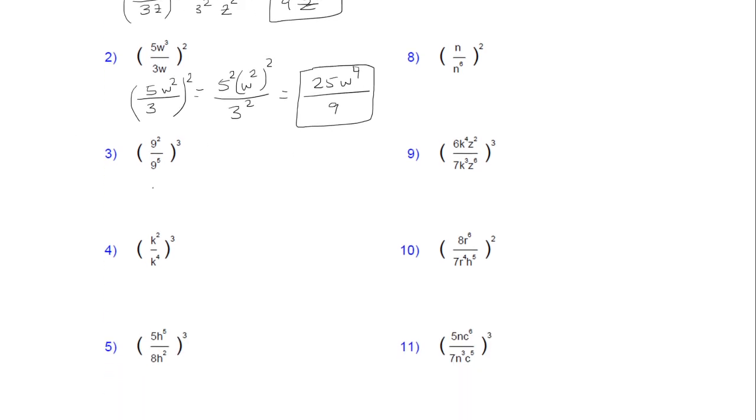For 3, 9 squared over 9 to the 5th is 1 over 9 cubed. And then if we cube everything, it's 1 over 9 to the 6th. This is big enough where it's not worth multiplying out. So we'll just leave it as 1 over 9 to the 6th. K squared over k to the 4th is 1 over k squared. If we cube everything, that's just 1 over k to the 6th.